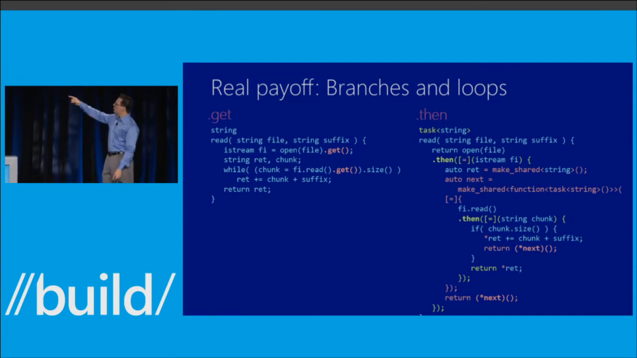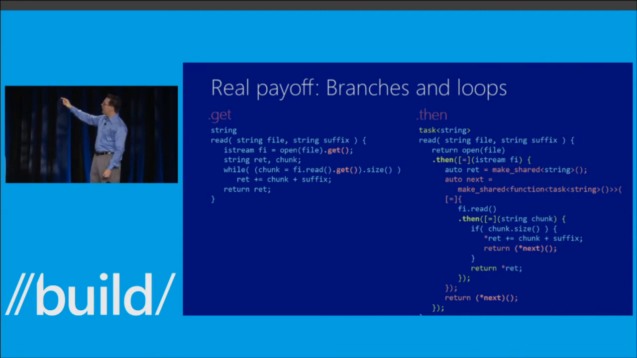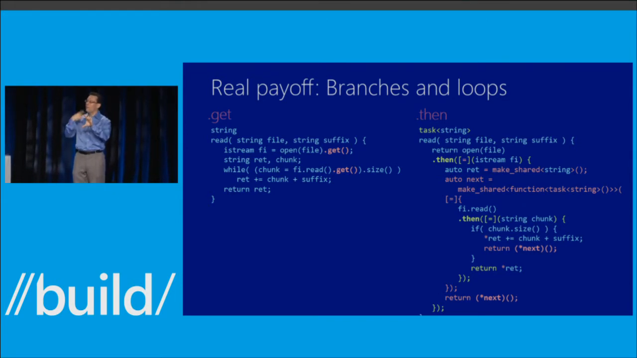So I make_shared string. That's going to be my ret. And then I'm going to make_shared, now notice this is where it gets really fun, I'm going to make_shared function of task of string. Why? Because I'm going to have to make a lambda and give it a name and put it on the heap. Because I want to make a lambda for the .then, the loop continuation, but I have to call it multiple times from within itself, which means it needs a name, which I have to be able to capture. So notice that the lambda actually captures its own name, .then, which is next, that local variable, and it takes a shared pointer to itself.